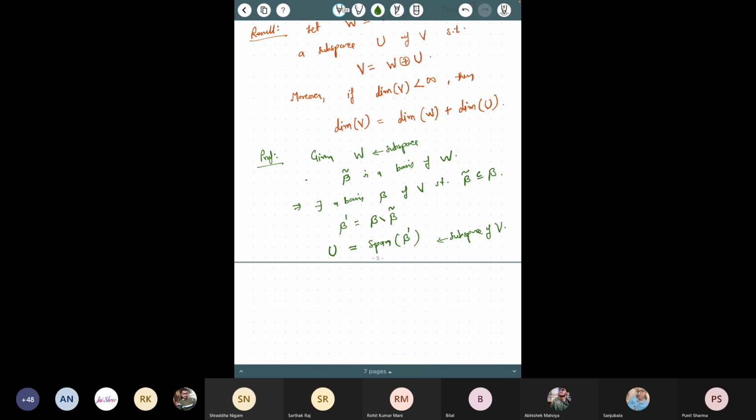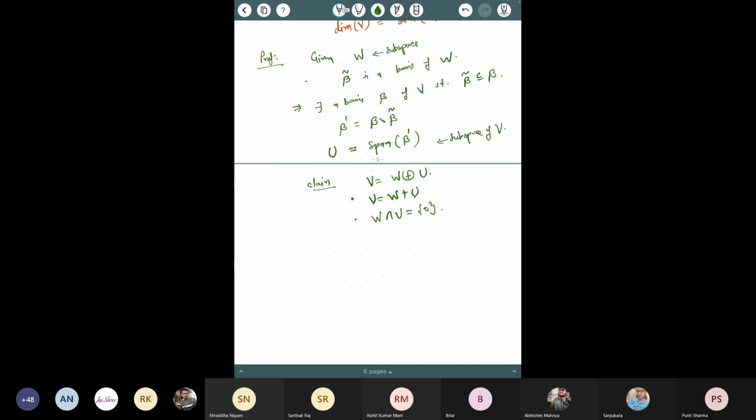So now we have two vector spaces, one is W, one is U. Now the next thing is to prove that V is equal to W plus U. Now, how to show this? For this, you have to do two things. You have to show that V is a linear sum of W and U, and the intersection of W and U is just the zero vector. Okay. Now, can you do this? Can you finish this proof?